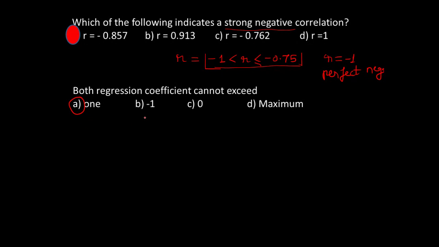If suppose I have A1 less than 1, then in that case B1 may be greater than 1. Or at the most, both A1 as well as B1 must be less than 1. But both cannot be greater than 1. Why? Because we know that the range of R is always between -1 to 1. So if both take values greater than 1, R will go beyond the range. So that's why both cannot exceed 1. Okay.